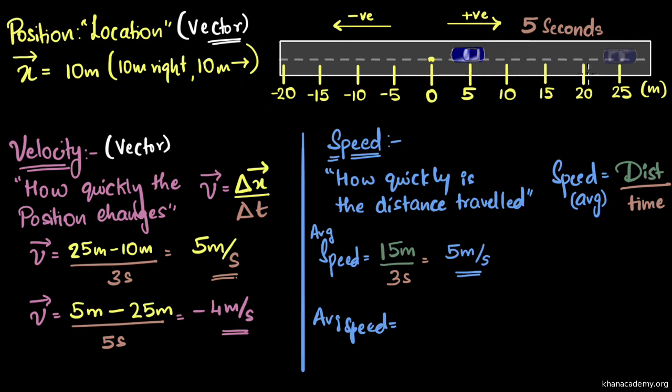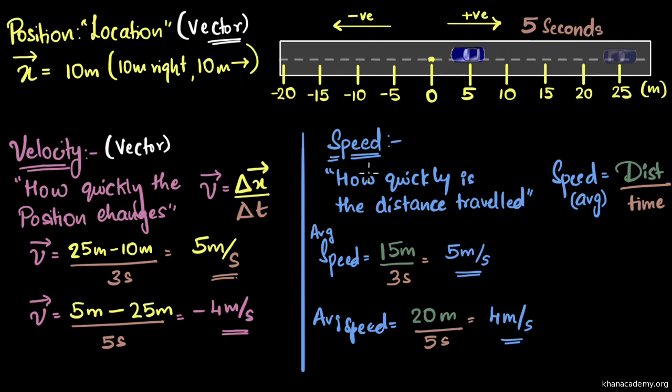Or is it minus 20? Well, when it comes to distance, I don't care about whether it's traveling to the left or to the right. All I care about is the distance. And the distance is 20. And that's the key difference. So over here, there will be no negative sign. So it'll be just 20 meters divided by 5 seconds. So I get 20 by 5, that is just 4 meters per second. And you can see there is no sign over here.